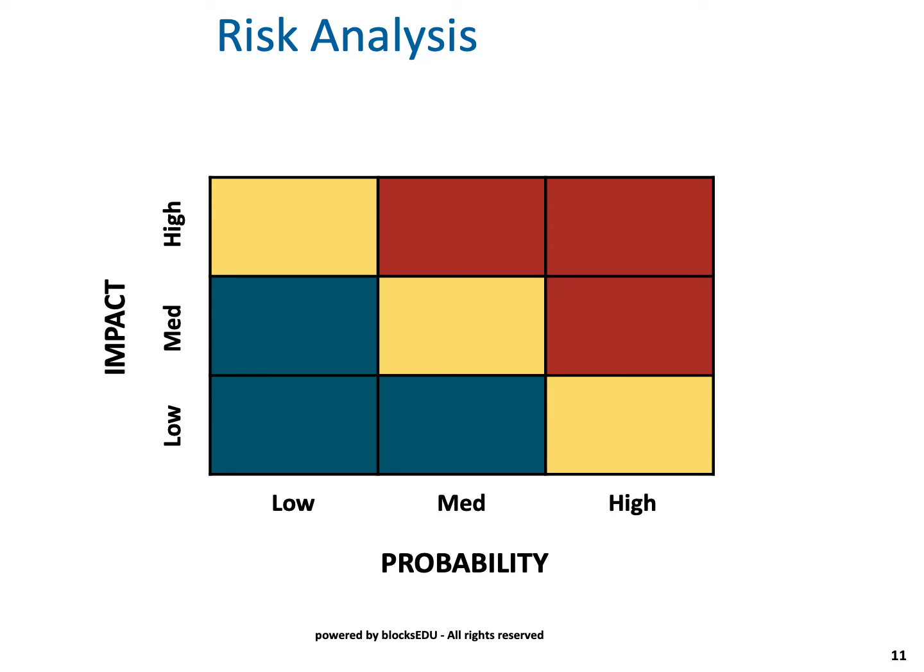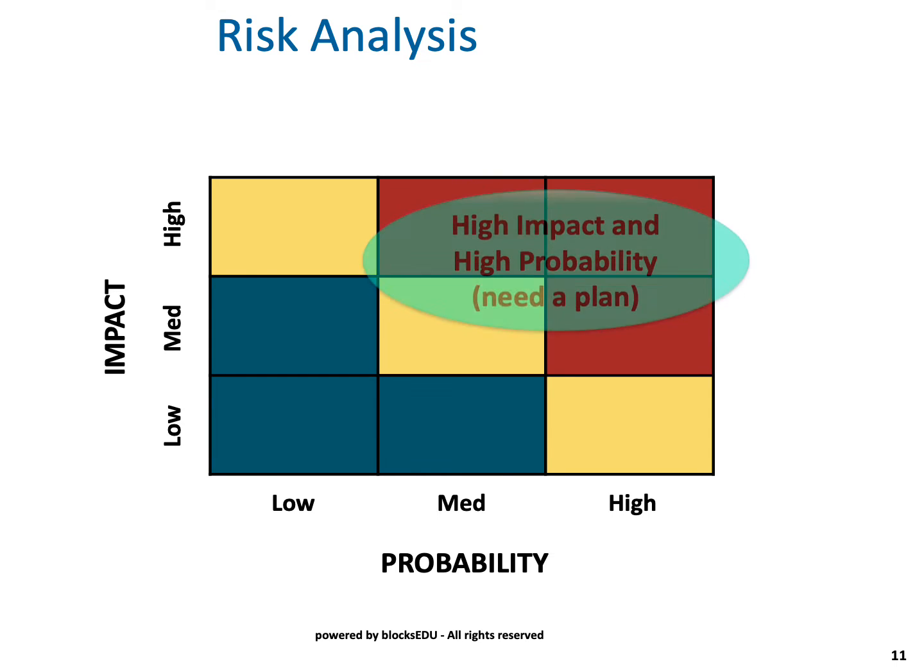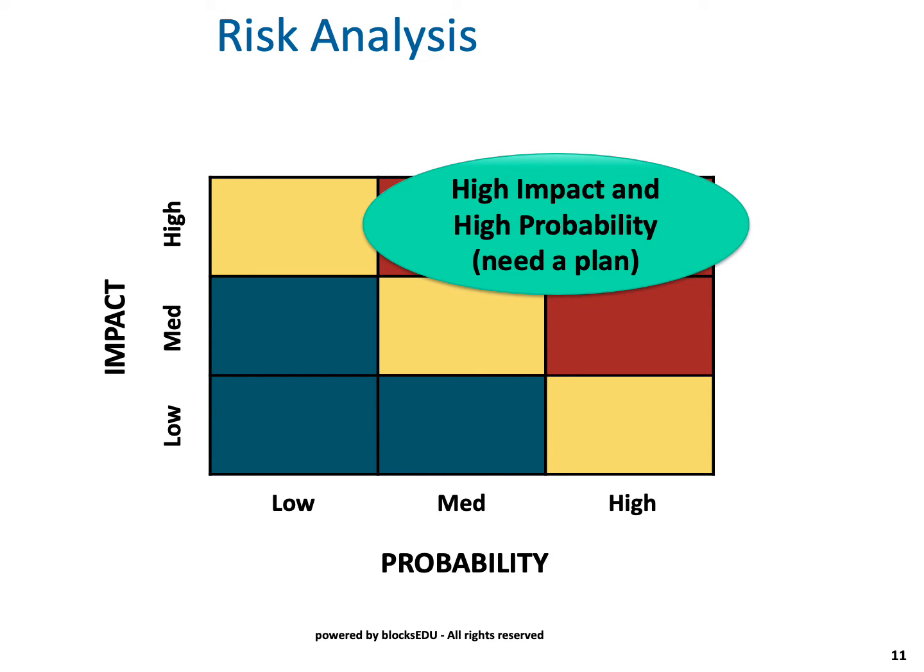What you really need to focus on, because you have so many risks, are the areas that are up in this quadrant, high impact and high probability. And we say when you have high impact and high probability, you should most definitely create a project response plan or risk response plan for those risks.